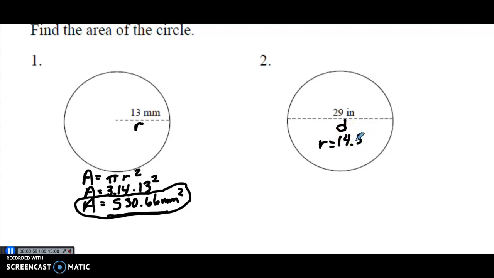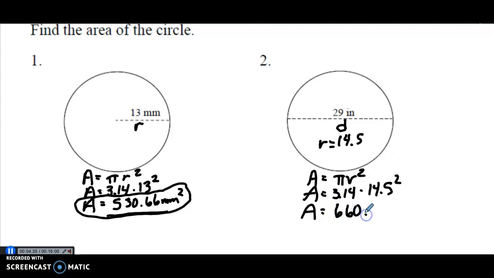Now we're going to use our formula. A equals pi r squared. A equals 3.14 times the radius, which is 14.5. Again, make sure you're using the right number. And we're going to square that. We type that into our calculator and hit equals, and we get 660.185. We're covering that with squares that are inches in length, so we're going to use square inches as our label. And that is the correct answer for number 2.